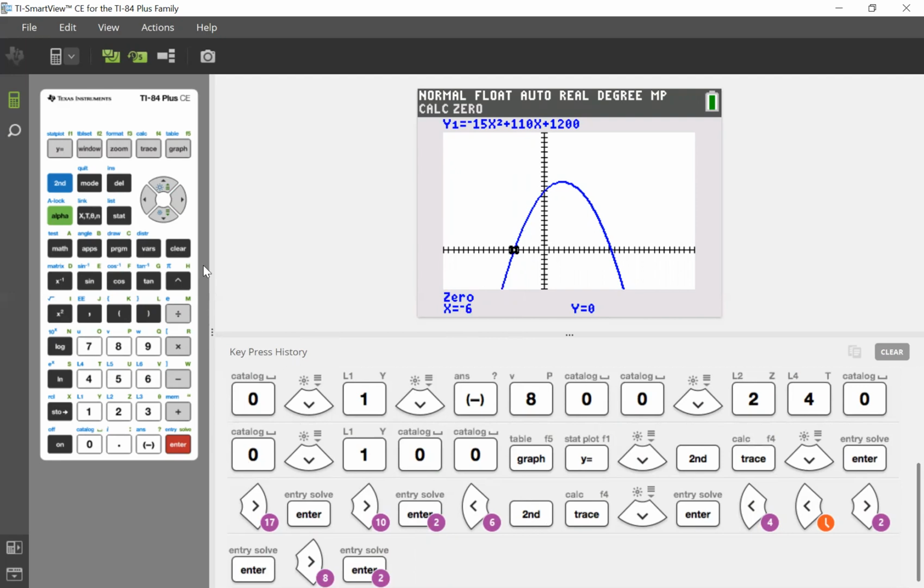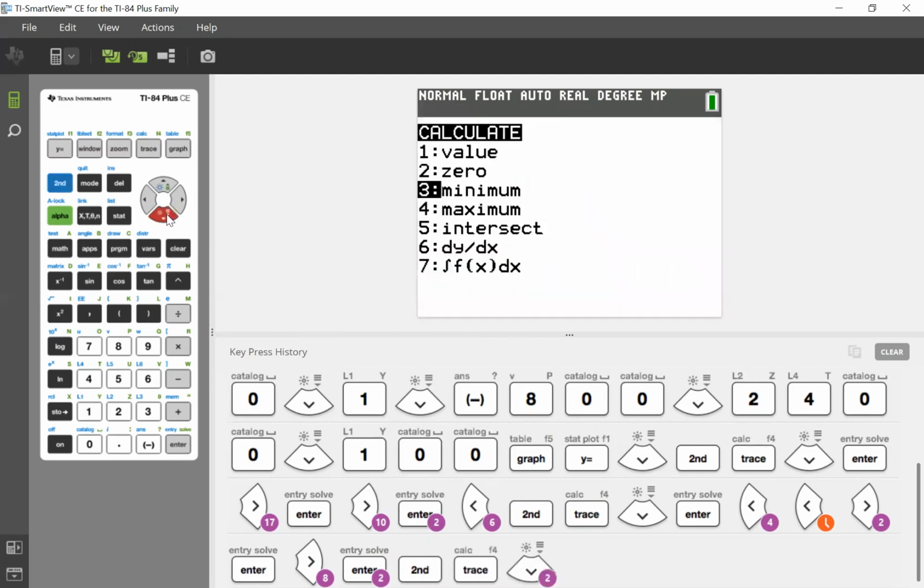Okay? Now, since I'm talking about it, and I know the question's coming up, we can also find the vertex, or the maximum value, the same way. So if you just click second calculate, and go down and find your maximum value. If you wanted a minimum, you could do the same thing for minimum. But go ahead and hit the maximum.